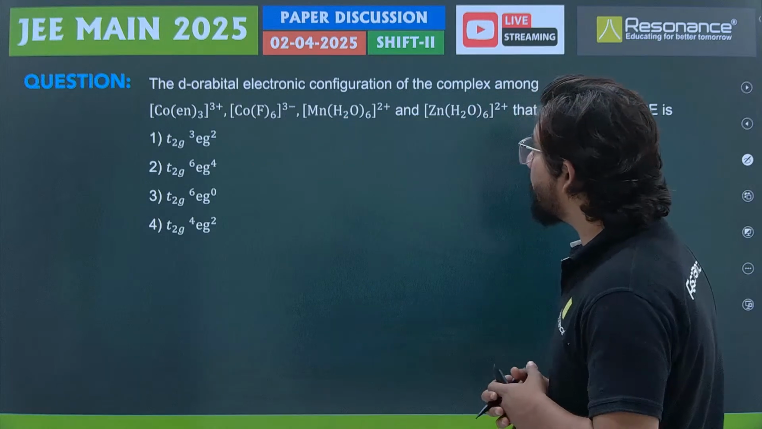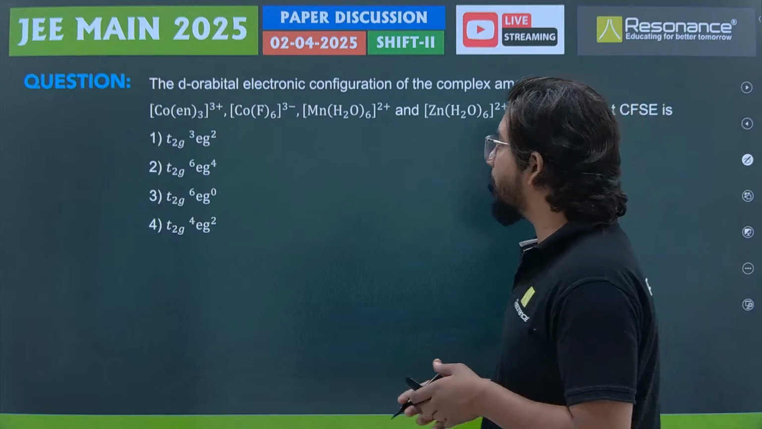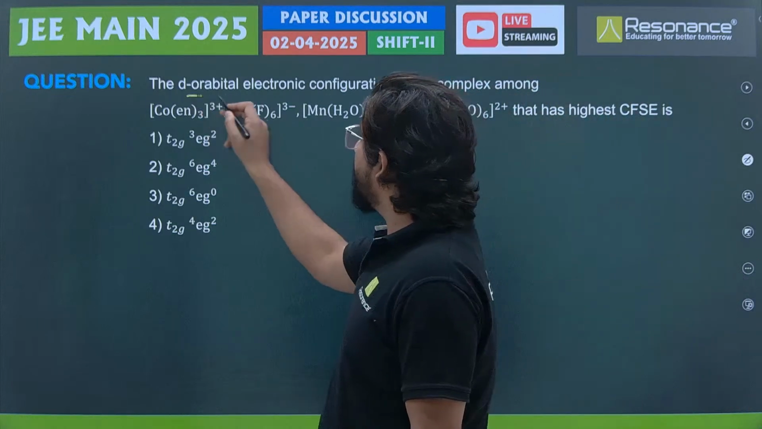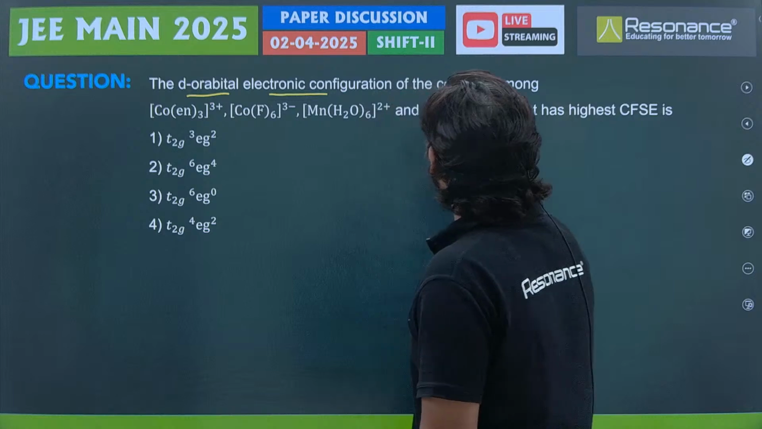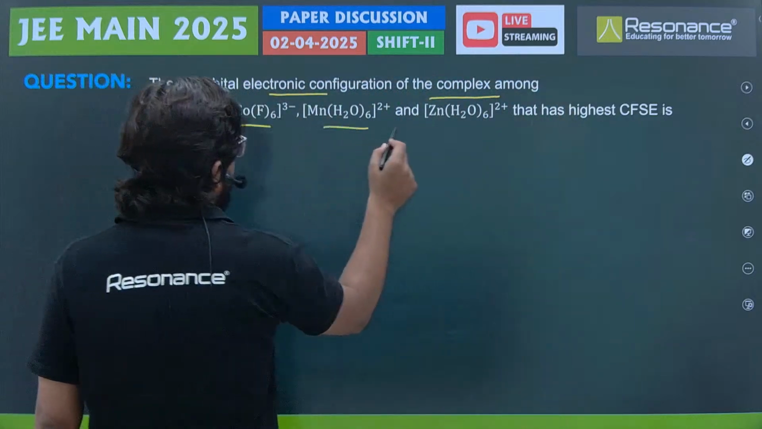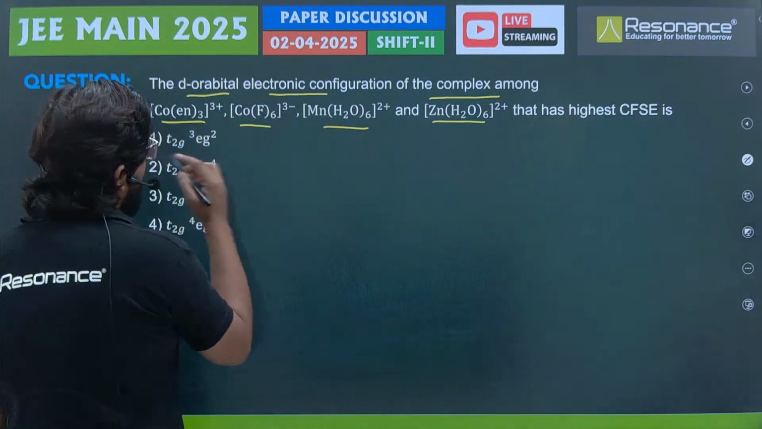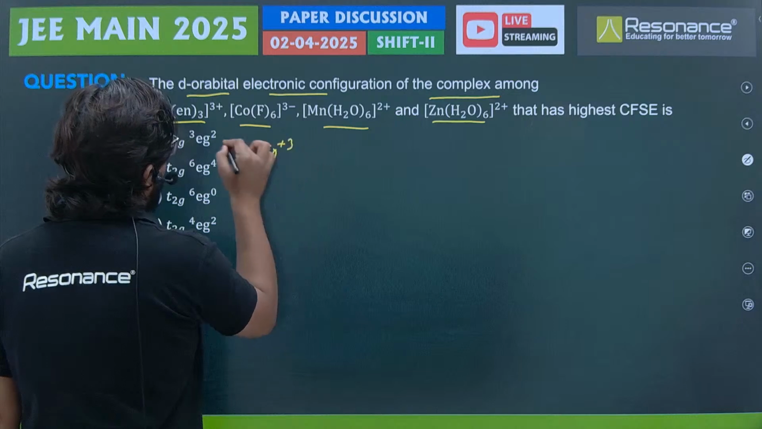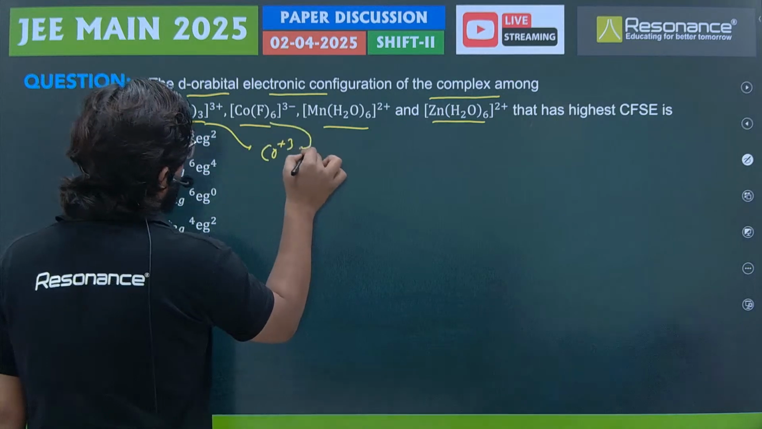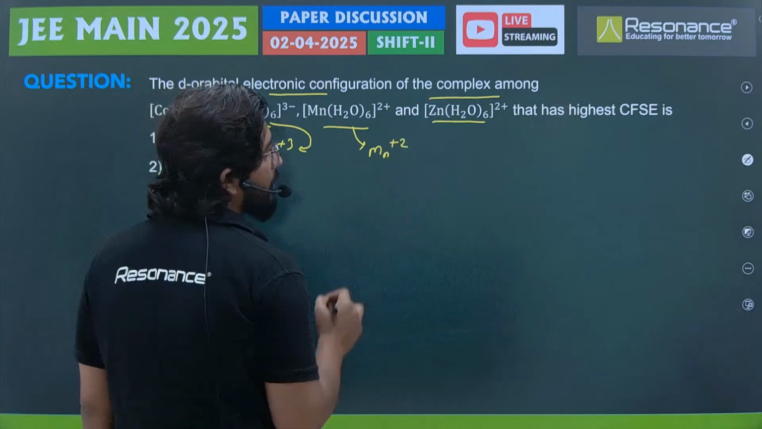In the next problem, what they have asked is from coordination compounds, again an easy problem. The d orbital electronic configuration of the complex among these. They have given different complexes. Now if you see, cobalt is present in +3. This one also, cobalt is present in +3. Here it is manganese in +2.